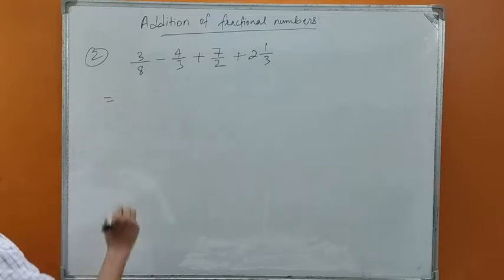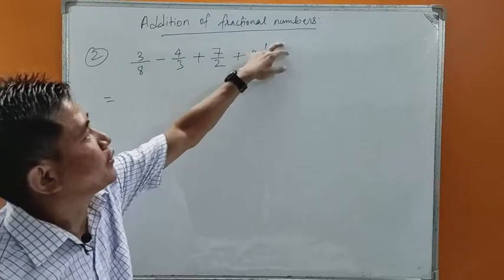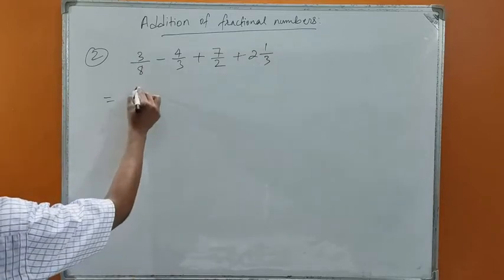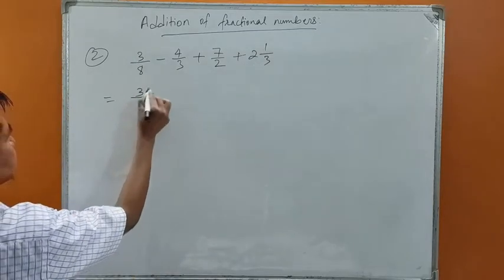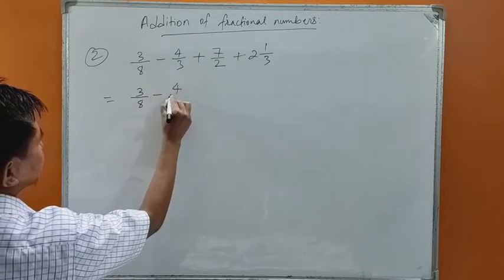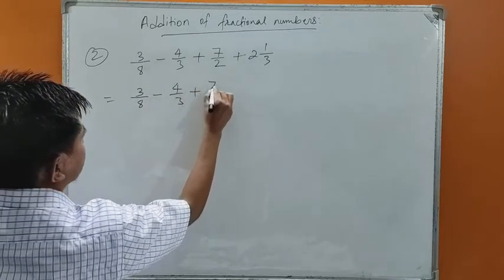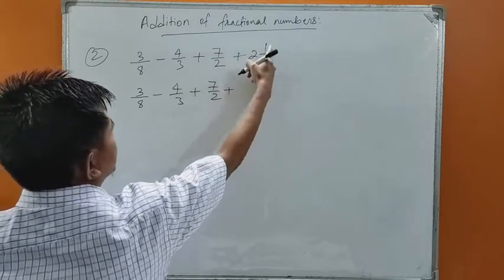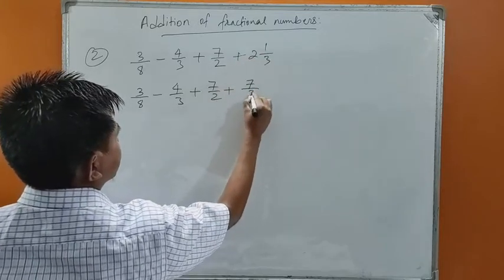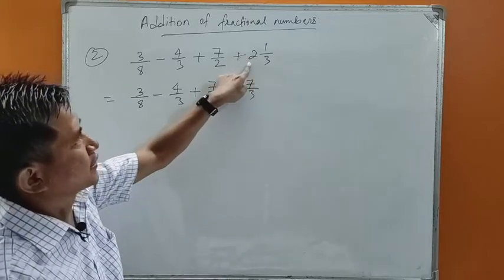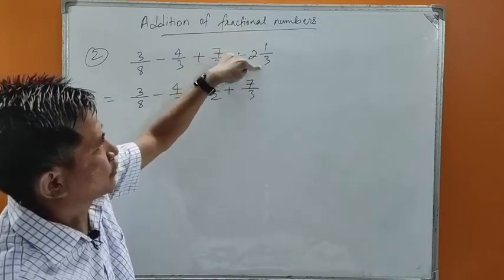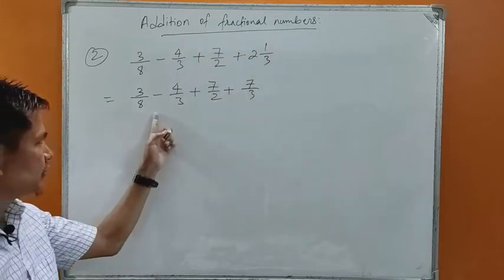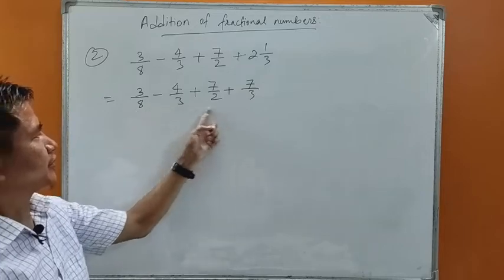Now first of all, we convert the mixed fractions into improper fractions. So we write everything as it is: 3 upon 8 minus 4 upon 3 plus 7 upon 2 plus 3 to the 6. 6 plus 1 is 7, so 7 upon 3, isn't it? Now we take the LCM of the denominators.